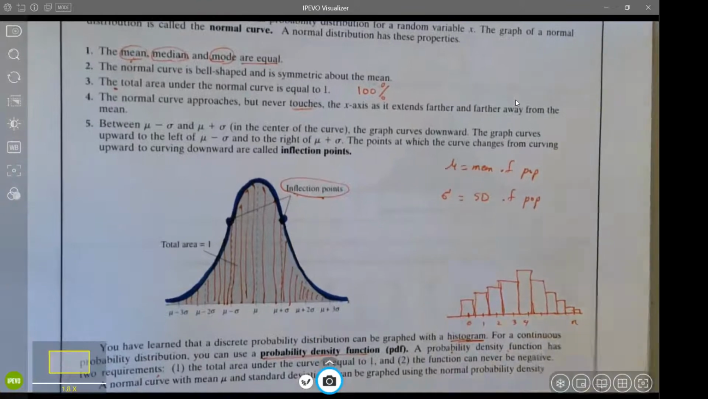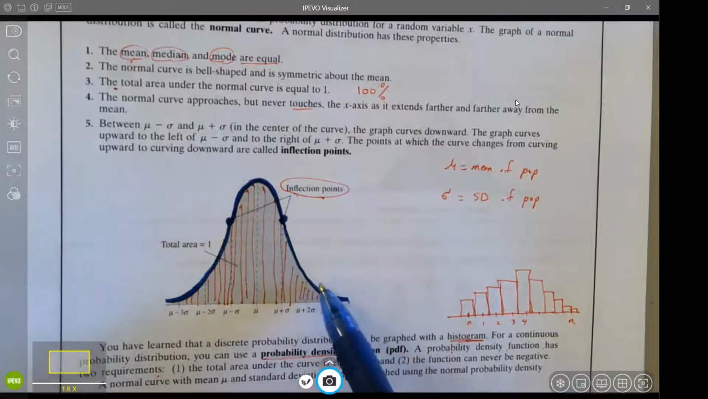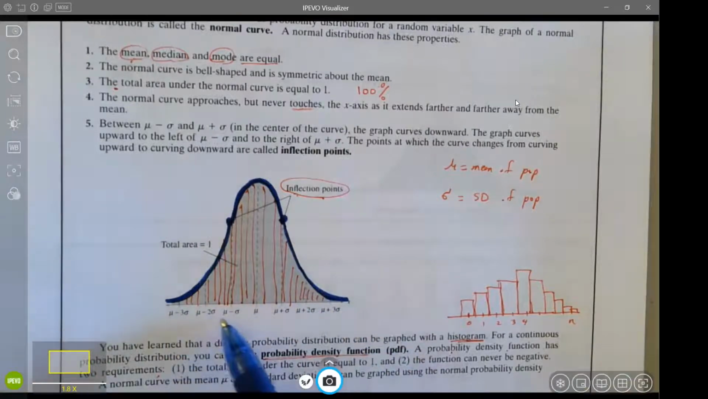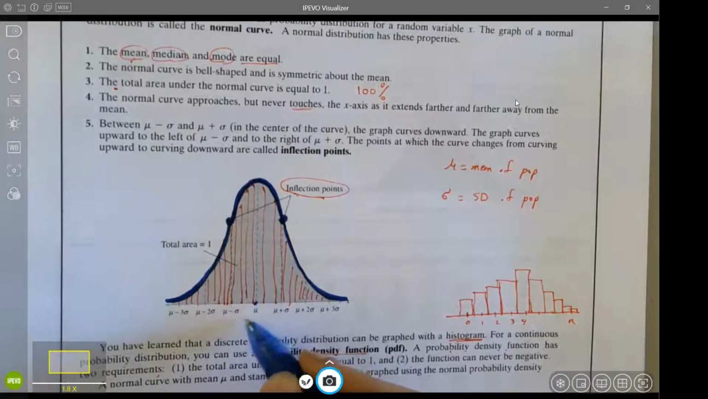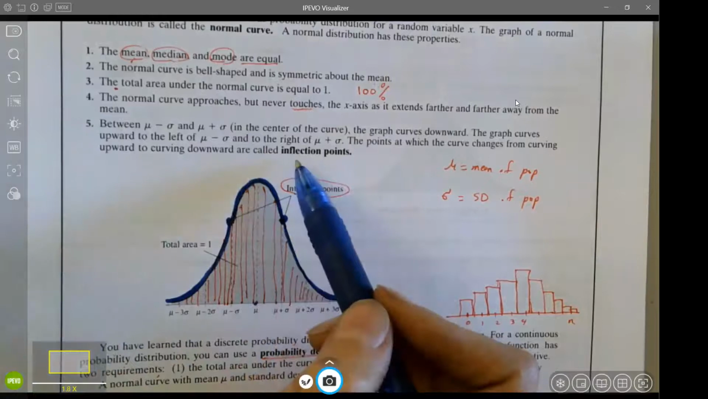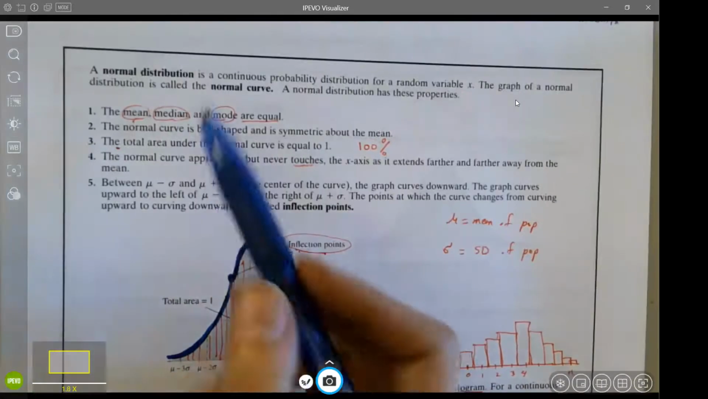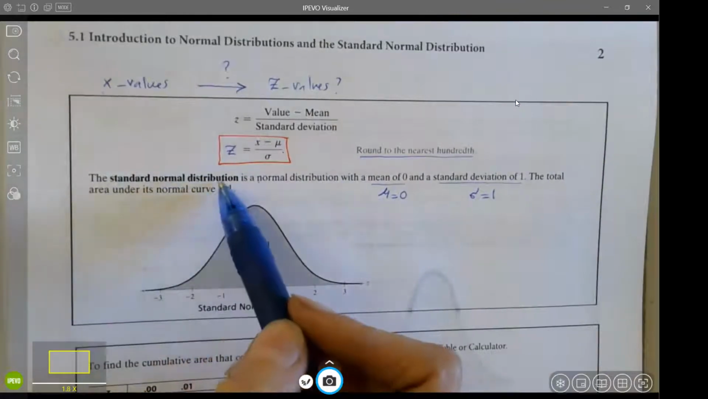On the previous page, we have just a normal distribution. On the horizontal axis, the mean is just a number. It doesn't specify the mean to be 0 or the standard deviation to be 1. And note that the name is a normal distribution. When we are using Z, we call it a standard normal distribution.